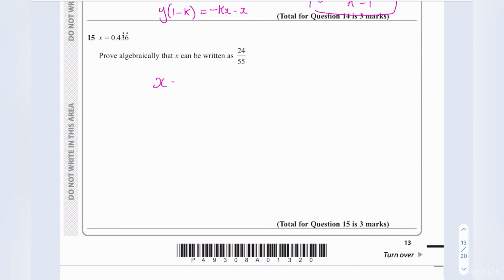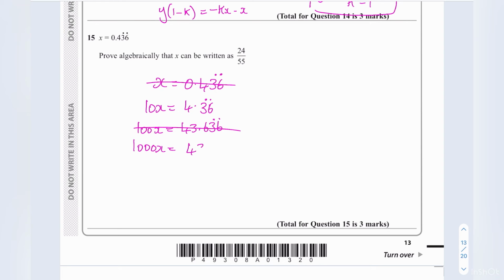Question 15, again, is a question all of you can do. Times it by 10, so we get our recurring part lined up to our decimal place. Times it by 10 again. And then you'll realise that your recurring parts are not lined up, so we need to times it by 10 again.